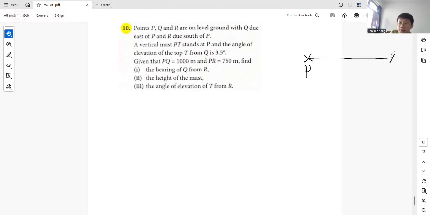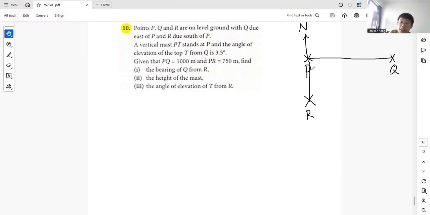Okay, so Q is here, east, right? And then R is due south of P. So assuming this is north, this is east, then the south is, of course, at the bottom. So south here. So R is here. Okay, so this is the south.